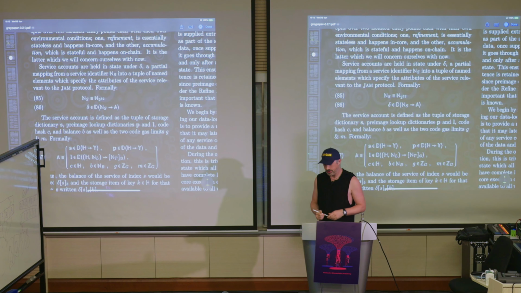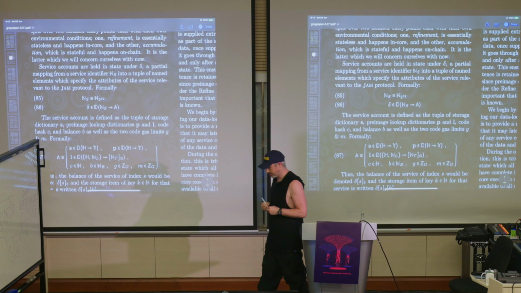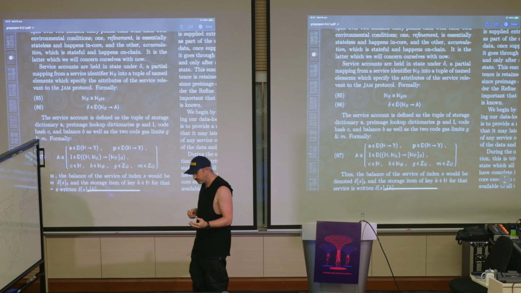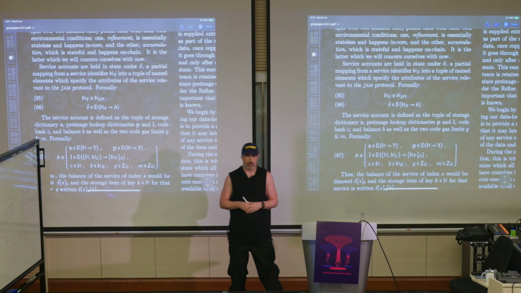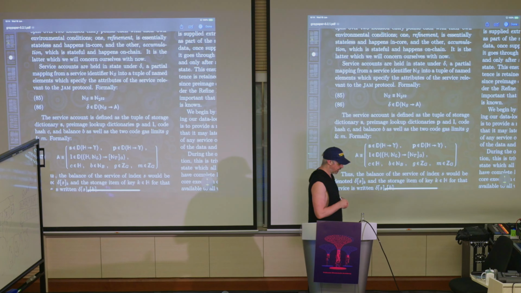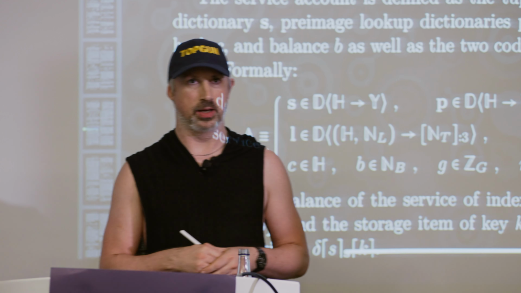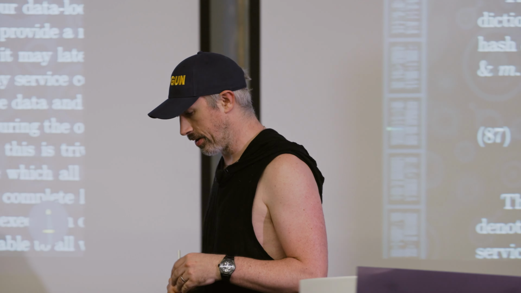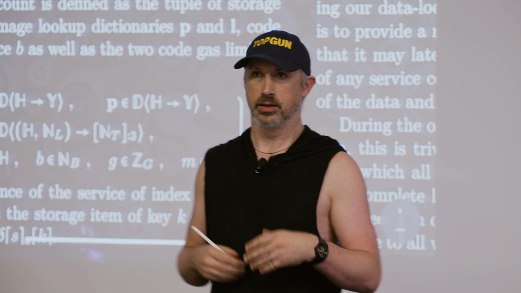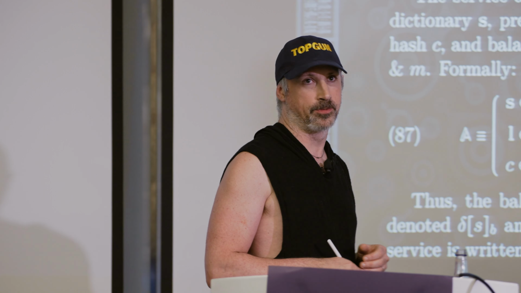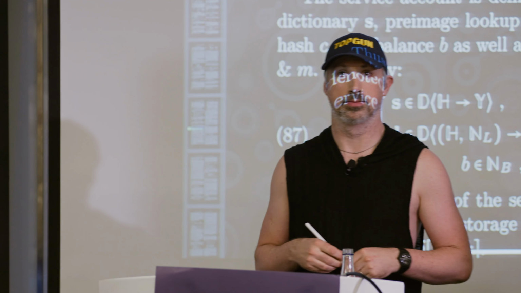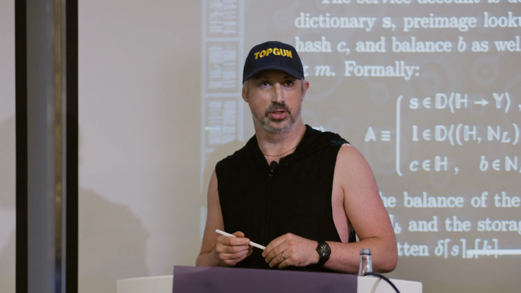Firstly, a service in JAM is not known by some sort of hash or address. In Ethereum, it's known by a 20-byte account ID. If you go to pallet contracts in Substrate, it's 32 bytes that it's known by. In JAM, it's just a 4-byte, 32-bit integer, right? Service index.